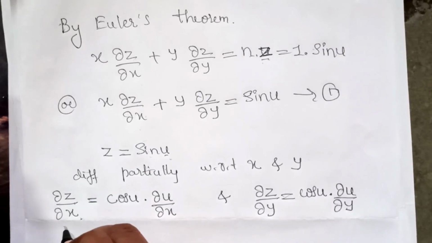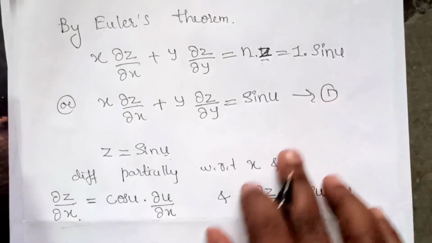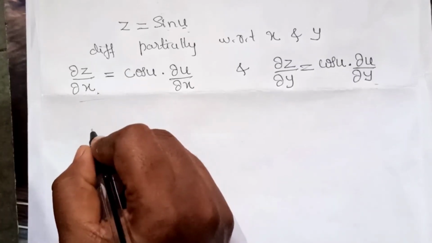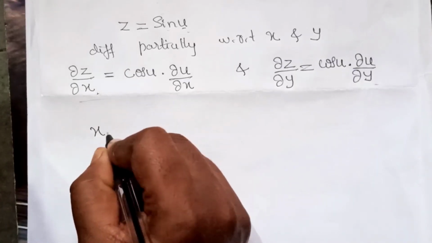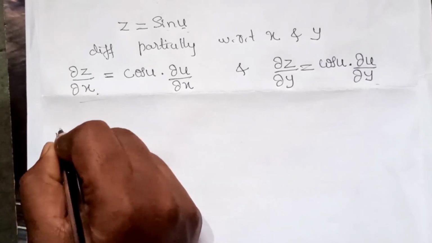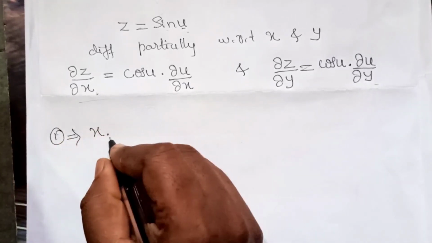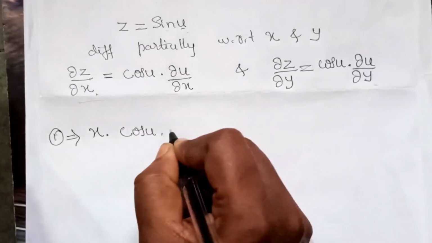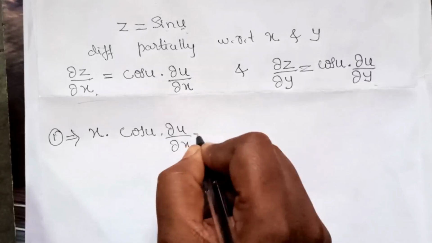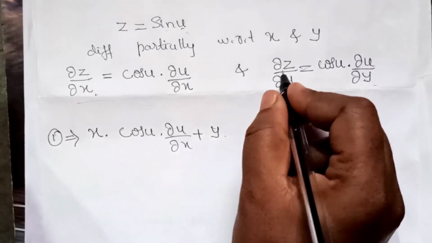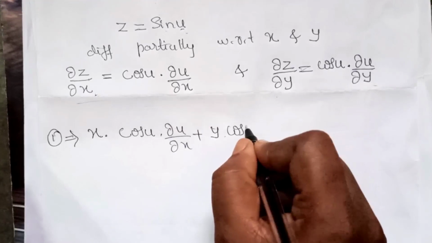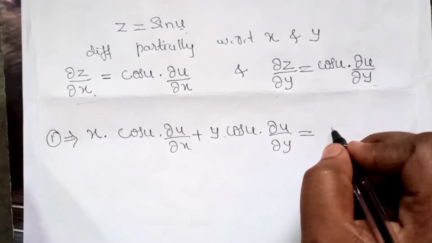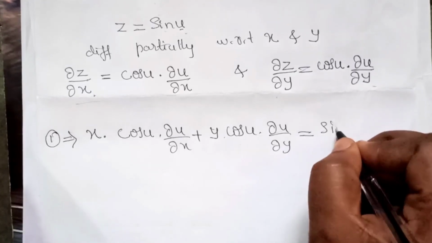Now substituting these two values into equation 1, we get x ∂z/∂x plus y ∂z/∂y equals cos u ∂u/∂x plus y as it is, and ∂z/∂y value is cos u ∂u/∂y, and the right side is sin u.